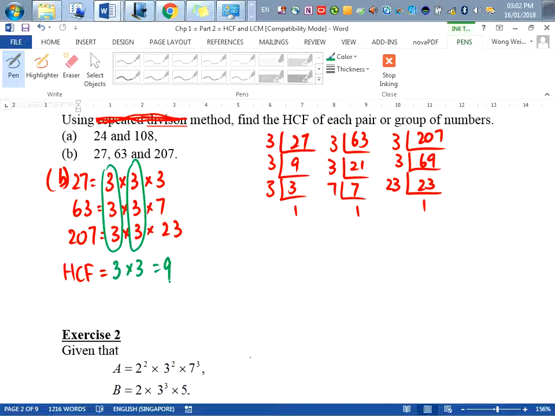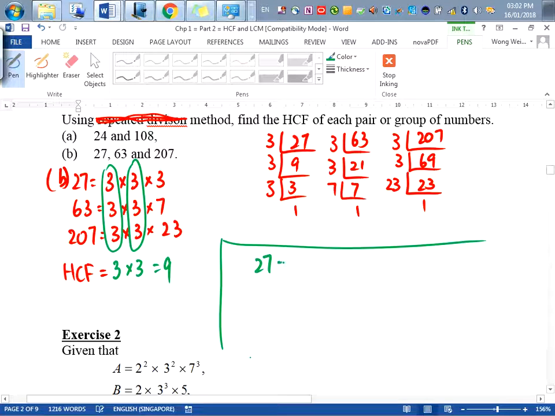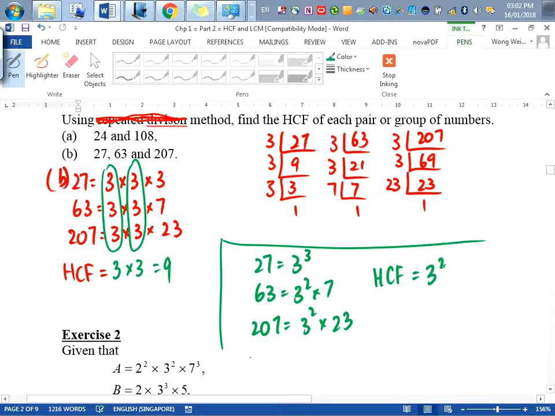After you have done it many times, you wouldn't have to list it down this way, you don't have to group it up this way anymore. Because you will be able to, for example, just by looking at 27 equals 3 cubed, 63 equals 3 squared times 7, 207 equals 3 squared times 23. Looking at this, with enough practice, you will be able to tell me that highest common factor equals 3 squared. 3 squares, they are common. Don't need to expand this way anymore. We can leave it as this.